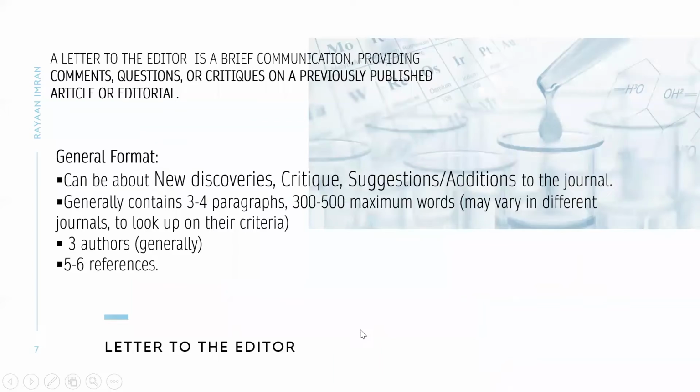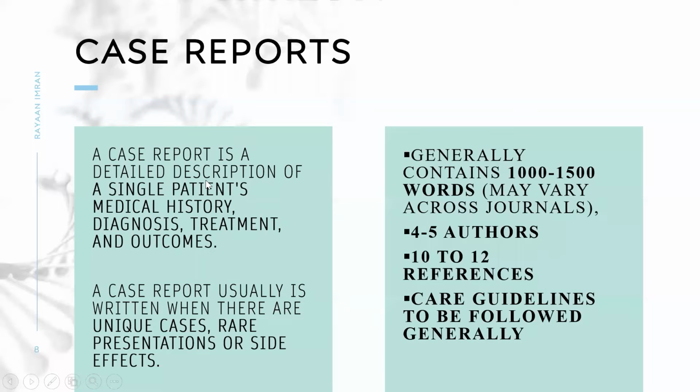Case report and case series, simply put, are like a patient comes to you and you find out that they have a rare or unique disease and you talk about that. So as you can see, I've literally copied the definition here. A case report is a detailed description of a single patient's medical history, diagnosis, and it can include the treatment, the outcomes, and whatnot.